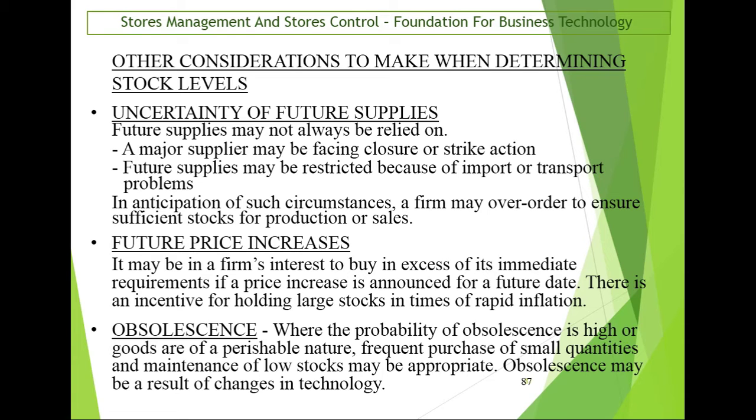There are also instances where the probability or risk of obsolescence is high, or the goods are of a perishable nature. In that case, you need to purchase frequently and in small quantities, because at any time you might discover that technology which you are using is out of date.